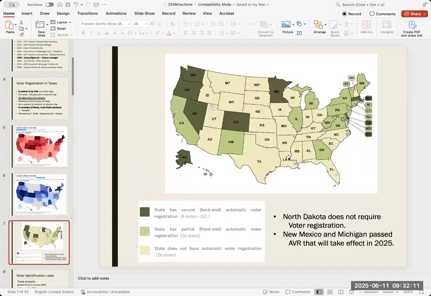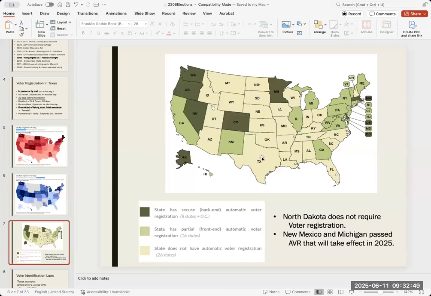This one shows you that some states have started to incorporate automatic voter registration, meaning you don't have to do anything. The state has a secure database and a program that will automatically register you to vote without any action of your own. You can see there's 8 states plus DC that have this option. Some states have partial automatic registration, meaning it might take some action on your account. So it's not quite as rigorous. But you can see 26 states, including Texas.